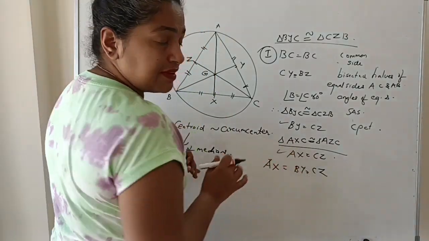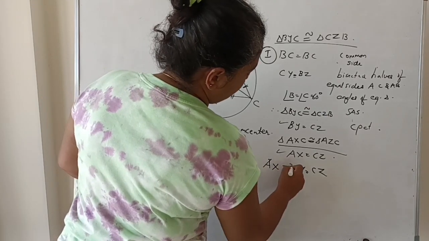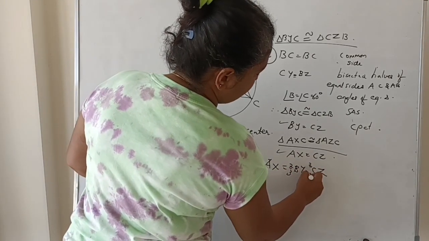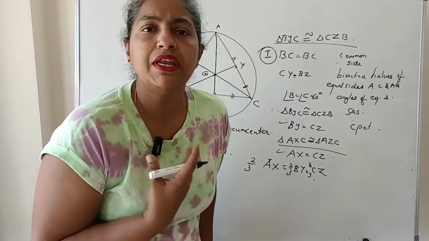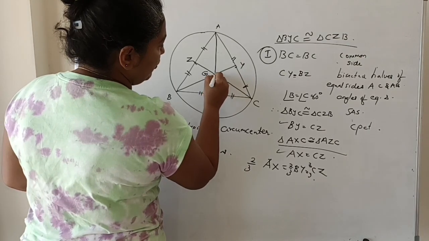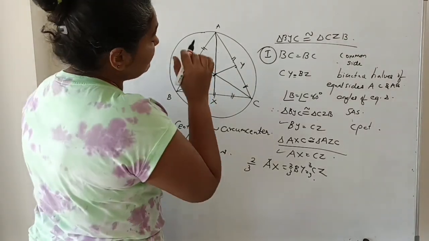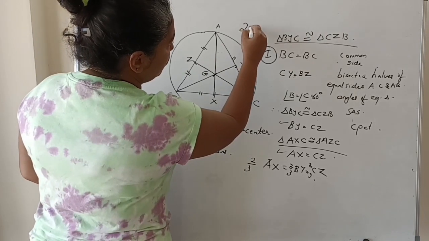Okay. Now, these three lines are equal. If I am multiplying with 2 by 3, what do I get? 2 by 3 AX is equal to 2 by 3 BY is equal to 2 by 3 CZ. Why am I taking 2 by 3? I am taking 2 by 3 because this particular point G, which is the centroid, is dividing every single median in the ratio 2:1.